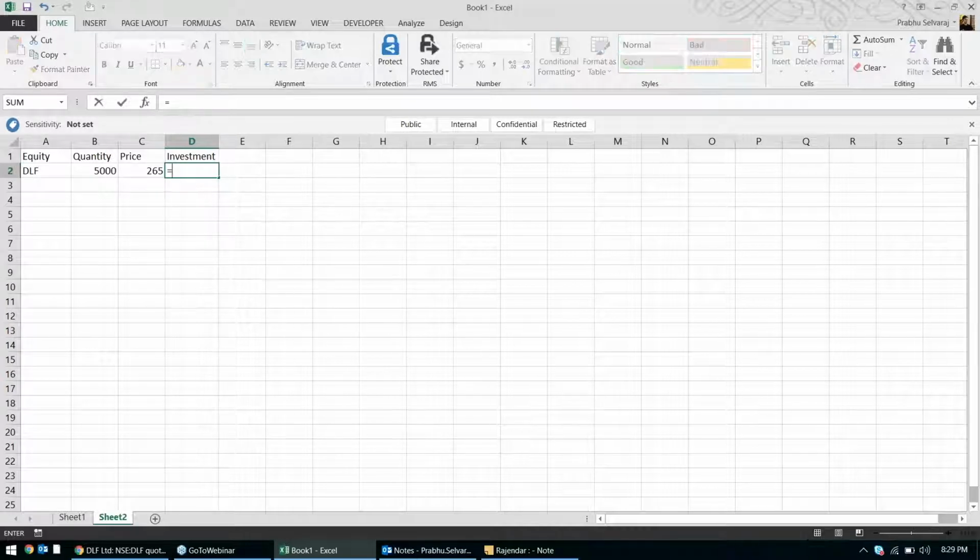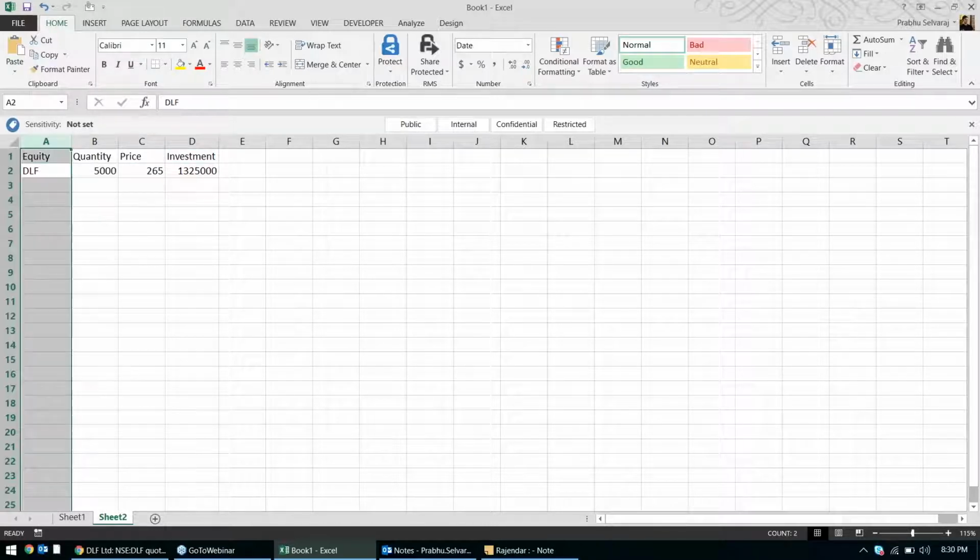Investment required to buy 5,000 shares of this lot is 13,25,000 rupees. You are required to buy 5,000 shares of DLF. I hope it is clear. There's no confusion. Okay, next.